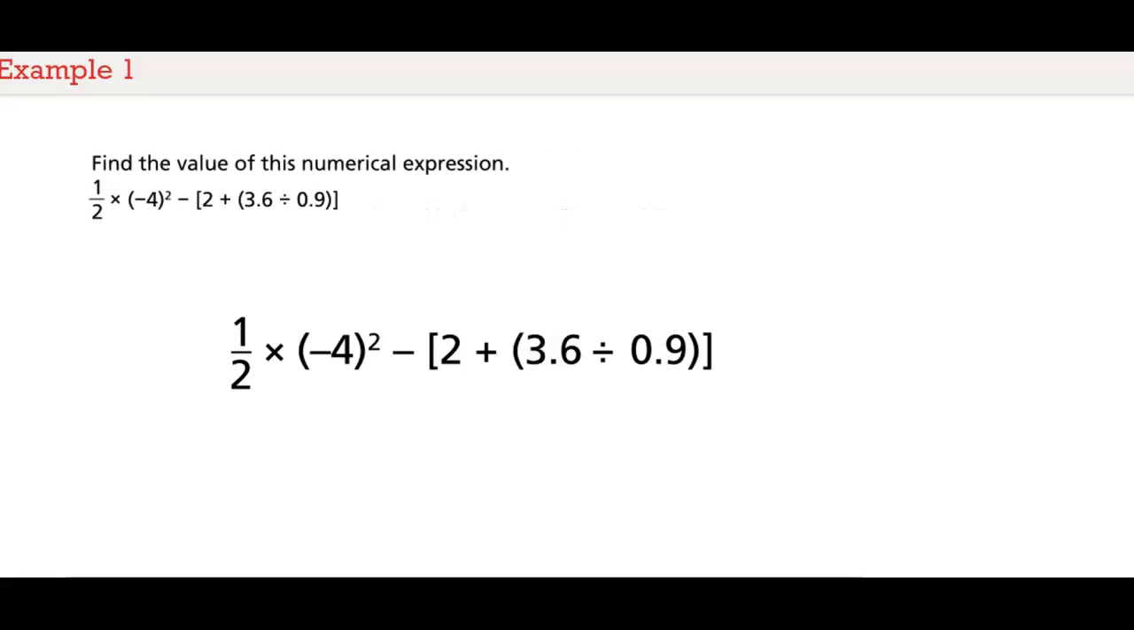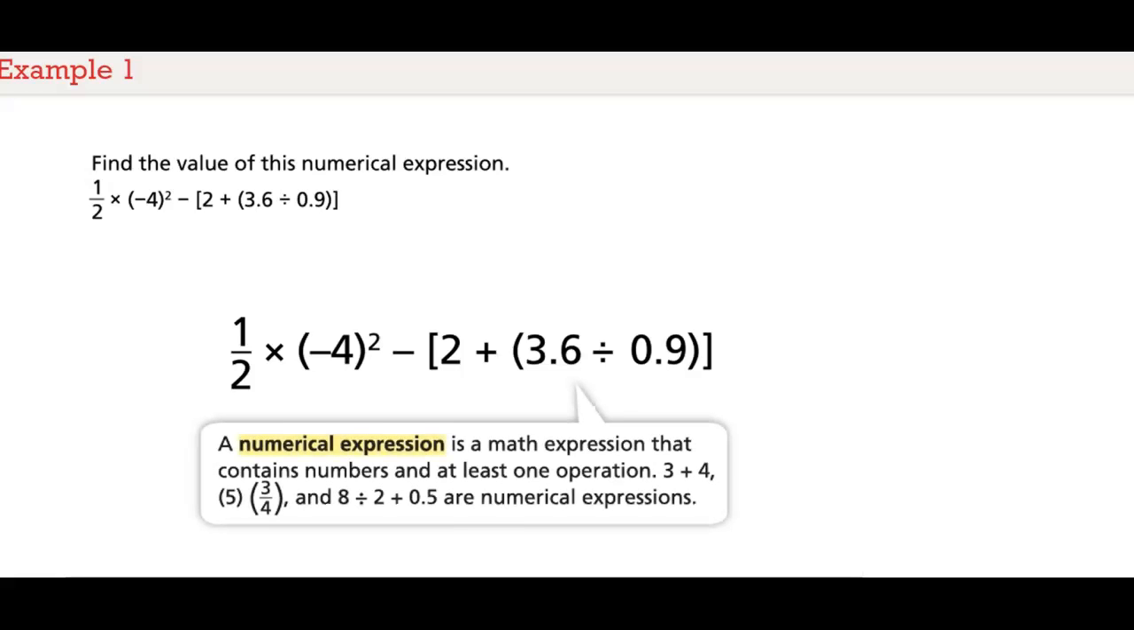Find the value of this numerical expression: 1/2 times -4 to the second power minus the quantity of 2 plus the quantity of 3 6/10 divided by 9/10. A numerical expression is a math expression that contains numbers and at least one operation. 3 plus 4, 5 times 3/4, and 8 divided by 2 plus 5/10 are numerical expressions.